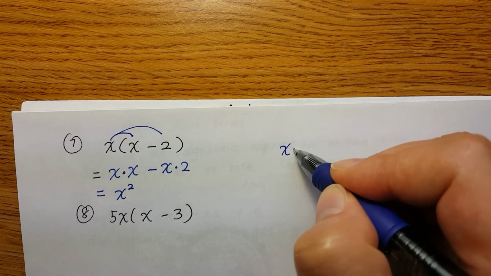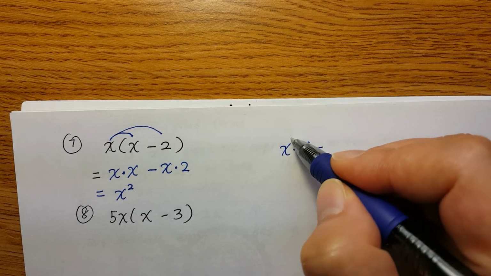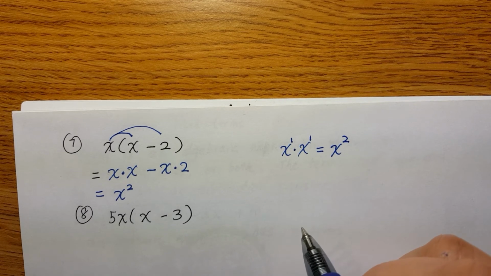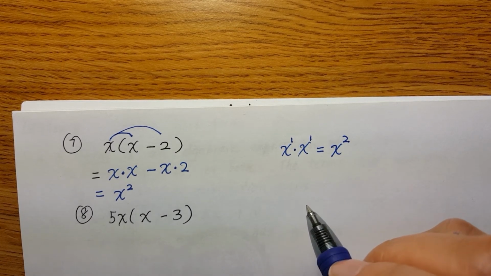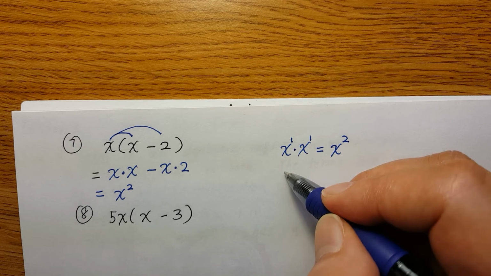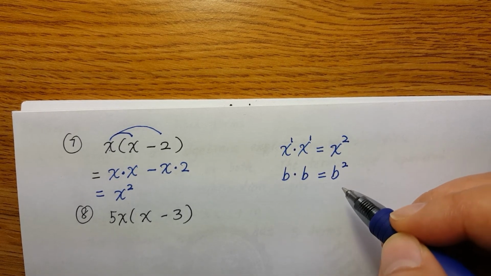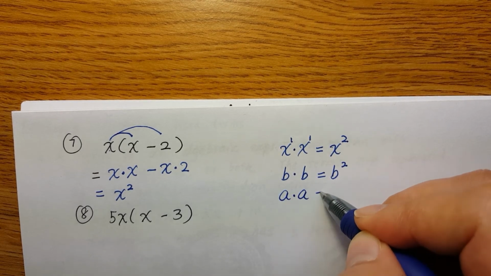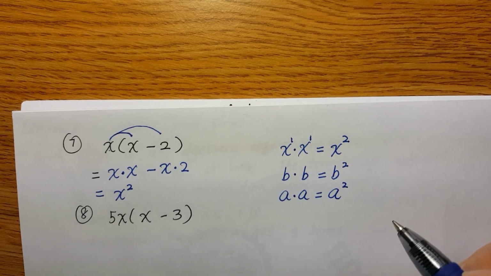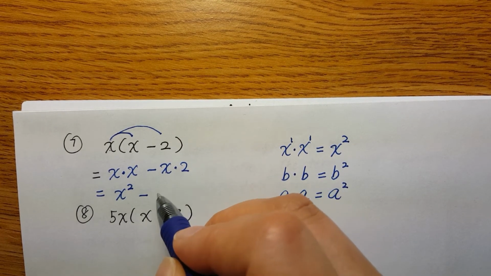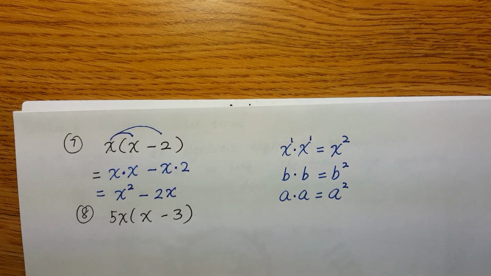Okay, x times x, the exponents, they both are 1. So we add the exponents, 1 plus 1 is 2. So that's why x times x is x squared. If you have b times b, you're going to get b squared. If you have letter a times letter a, it will be a squared. So let's go back over here. Subtraction stays the same. x times 2 is 2x. We just swap the order. So we finished number 7.